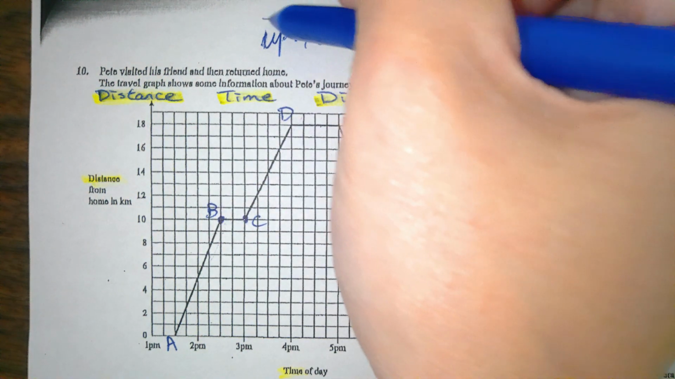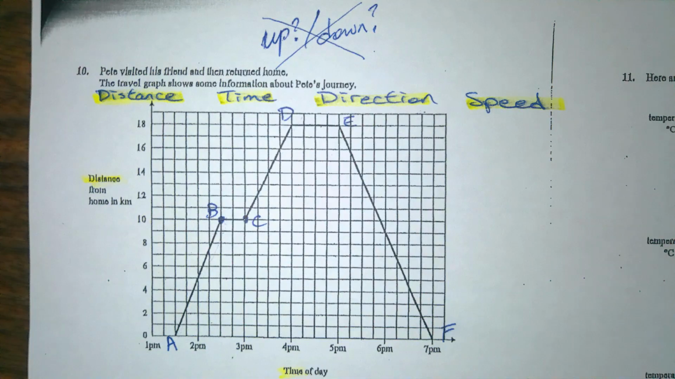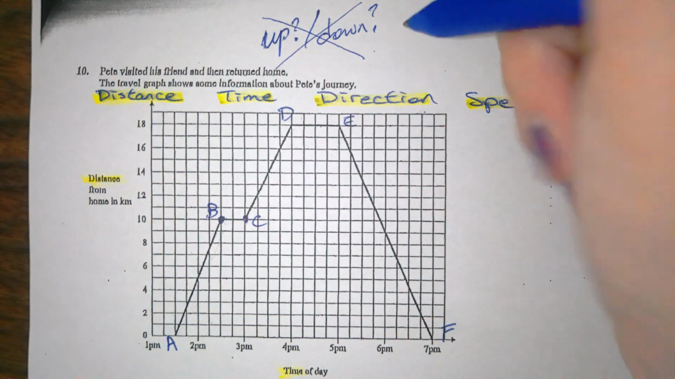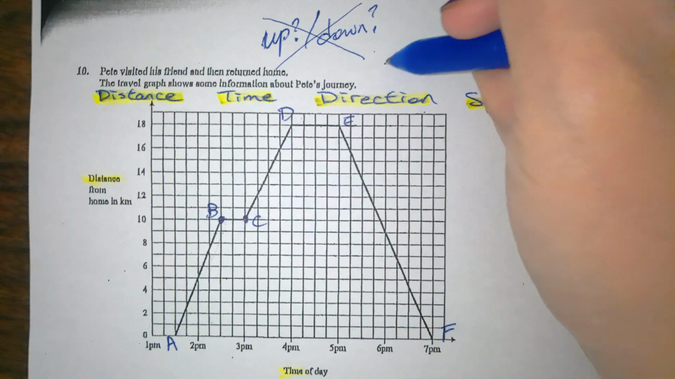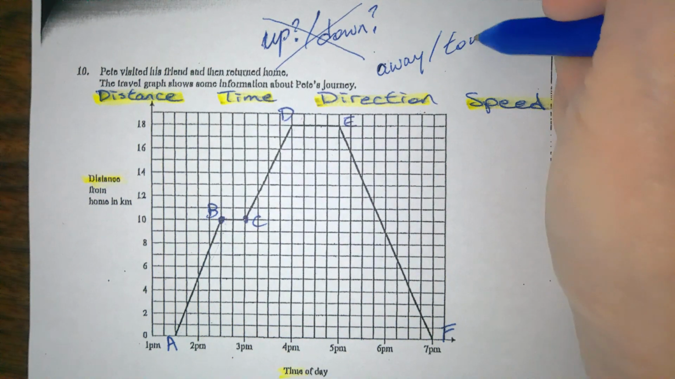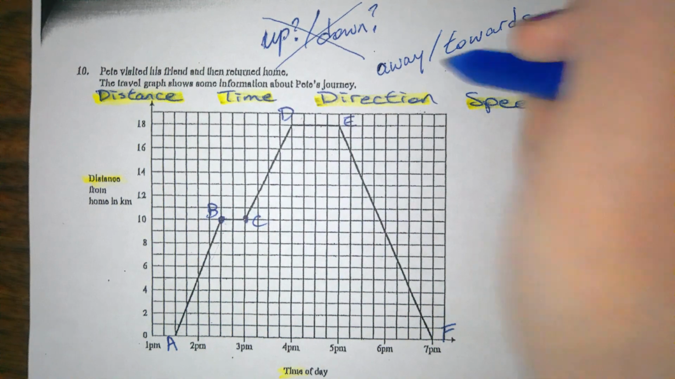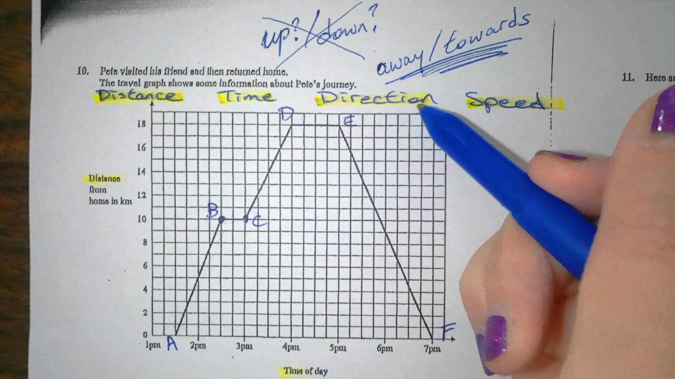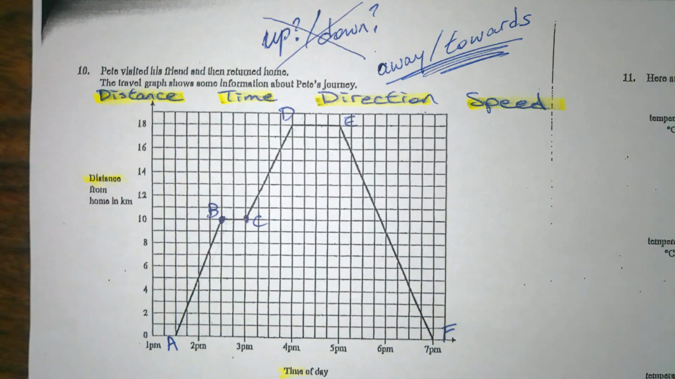Alright, so whenever you give these answers, there's never up or down. There's no mountains or rooftop or hill or anything. We use the words away or towards. Remember, away from home, towards somewhere. All right, so you were missing the direction for that.